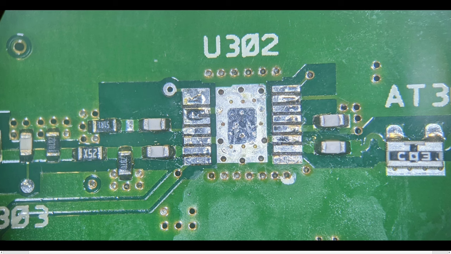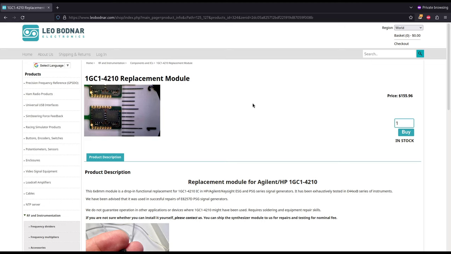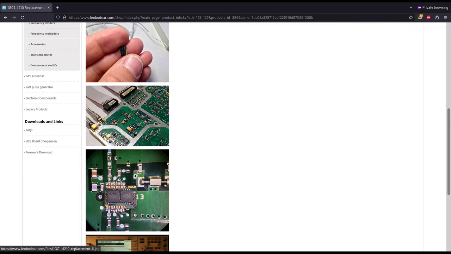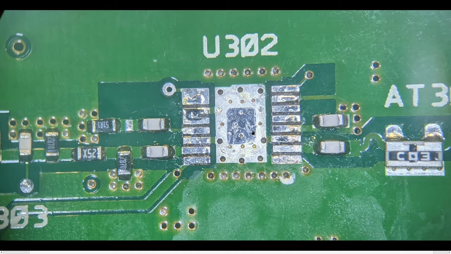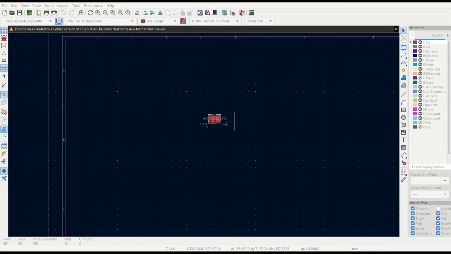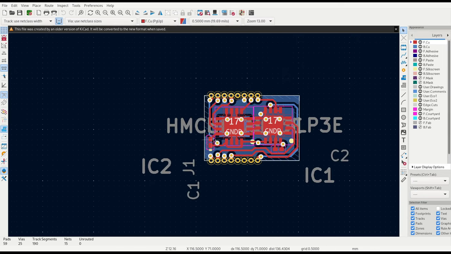Luckily, it's a solved problem because the ESG signal generators of the same period have the same problem with the same divider. So it's a done deal. You can get them from some eBay sellers. Leo Bodnar also has some in his online shop sometimes. I decided to make my own because I wanted to make a few. And it's a very, very small PCB.